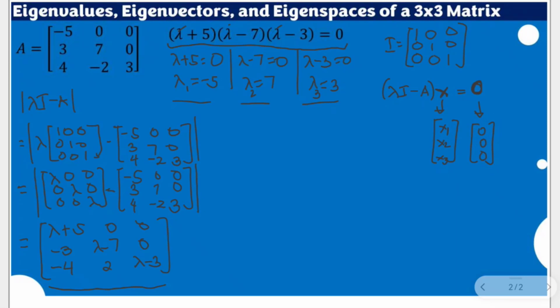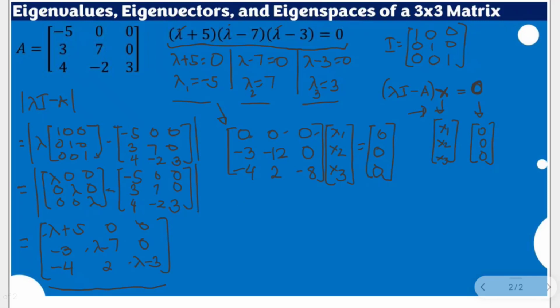So let's start with the first eigenvalue. When substituting negative 5 for the lambdas here, this would be the equivalent matrix. You have negative 5 plus 5, 0, 0, 0. Negative 3, negative 5 minus 7 is negative 12, 0. We have negative 4, you have here 2, negative 5 minus 3 is negative 8. This will be multiplied with this vector x sub 1, x sub 2, and x sub 3, to be equal to 0, 0, and 0.